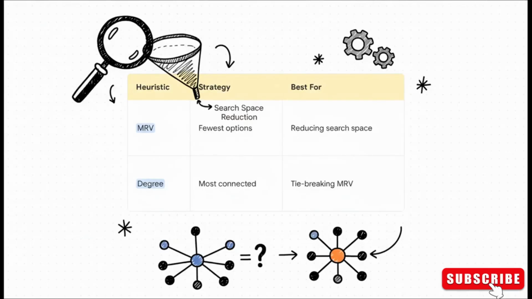So, let's just recap that real quick. Your main strategy is MRV. Always go for the variable with the fewest choices left. It helps shrink the problem fast. If you get a tie, you pull out the degree heuristic. Pick the one that's most connected to other variables. Using these two together, it's so much smarter than just guessing.